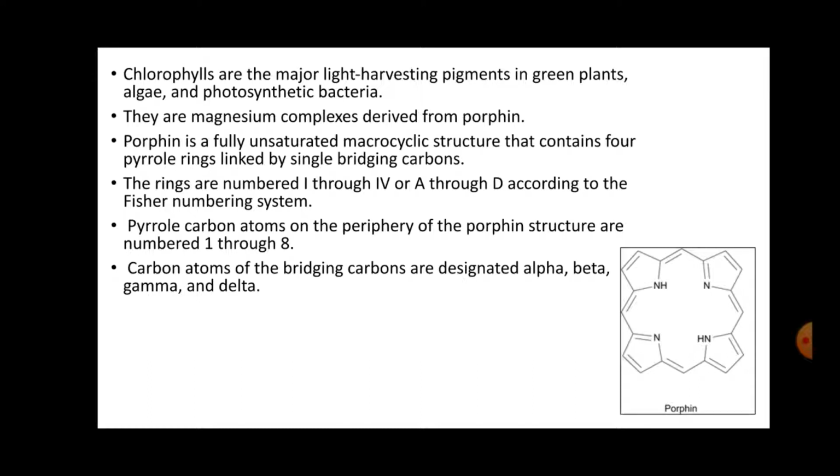Now what is porphyrin? Porphyrin is a fully unsaturated macrocyclic structure which contains four rings which are linked by single bridges made up of carbons. These rings are numbered 1 to 4 or A to D. The pyrrole carbon atoms present on the periphery of the porphyrin structure are numbered 1 to 8. The bridging carbon atoms are designated as alpha, beta, gamma and delta.